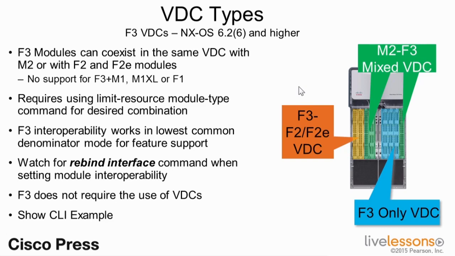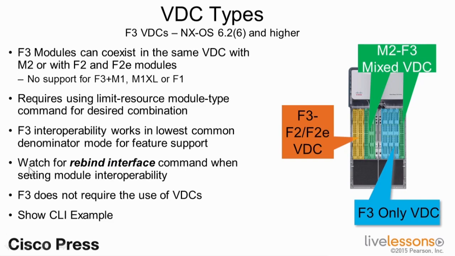Am I doing mixed mode, to where F3 cards can coexist with other cards that you currently have? So from an investment protection point of view, I can have M2 or F2 and F2E modules interoperate with F3 cards. This is with 6.2(6) and higher. But if you notice, there is no support for F3 with M1, M1XL in F3, or F1 in F3.